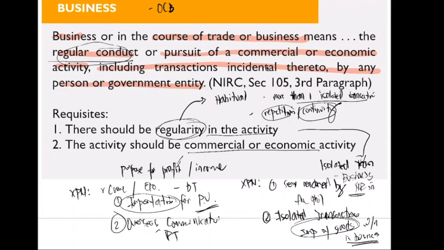Okay, again, what is the general rule? The general rule is that if it is a commercial or economic activity, meaning for the purpose of earning profit or income, it is subject to business tax. What is the exemption to this rule? Even if it is not a commercial or economic activity, it can still be subject to business tax. And what are those? First, you have importation for personal use. Because even if it is for personal use, meaning not for commercial or economic activity, because of the nature of the transaction as an importation, it is subject to business tax.